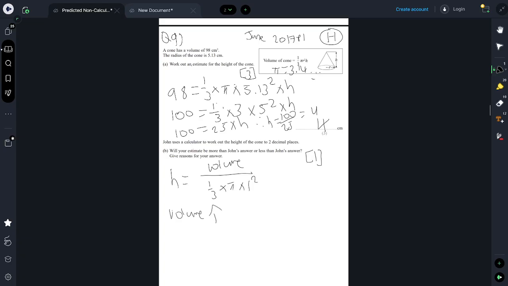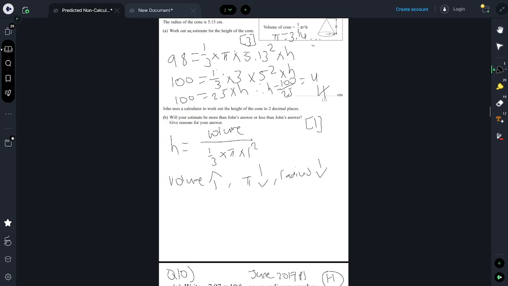We rounded up. Pi we rounded down. And radius we also rounded down. It went from 5.13 to 5. Okay, so look at this here. Look at what we've done here.